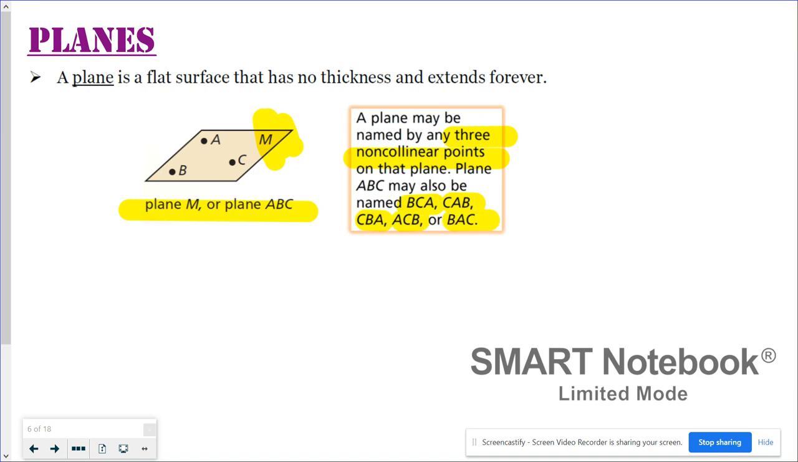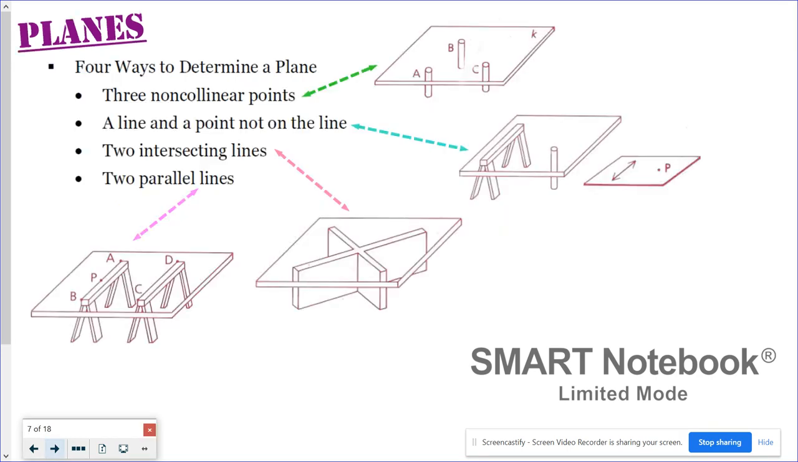So a couple of other things about planes. There are 4 ways a plane can be determined. I mean, if you think of a table, some tables have legs. Well, only 3 legs are really necessary to make a table. Okay, so if you have 3 non-collinear points, you can create a plane.